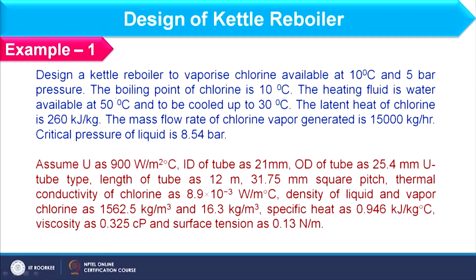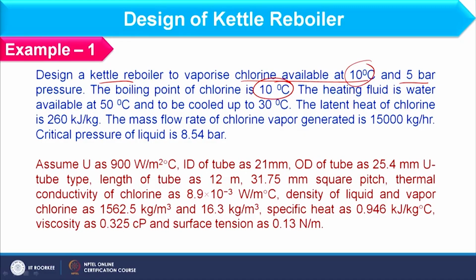So, you see in this example we have to design a kettle reboiler to vaporize chlorine which is available at 10 degree Celsius, okay, and at 5 bar pressure, okay. Boiling point of the chlorine is 10 degree Celsius. So, you see here boiling point of the chlorine as well as chlorine availability both are at same temperature, and that is boiling point. What is the meaning of this?